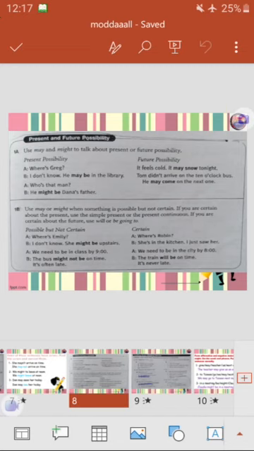Number 2: Who is that man? He might be Dana's father. So here, I'm not sure about who it is, so I used might be because I'm not sure.